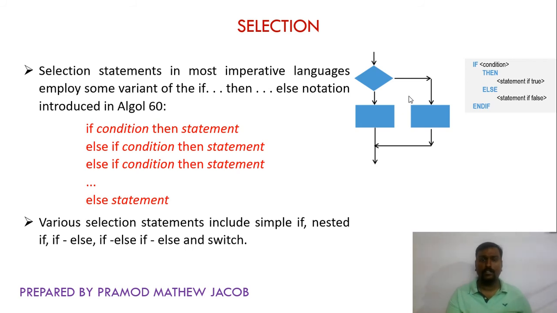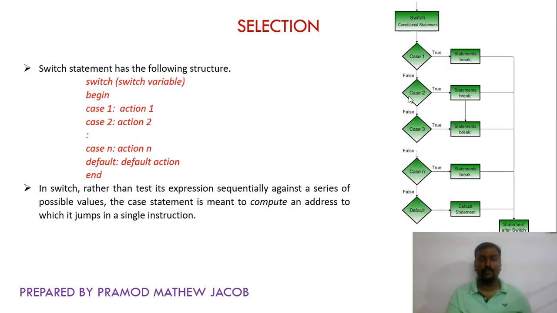There is also another selection statement called the switch statement. Switch is more efficient as the control is directly transmitted to the particular case statement which matches the switch variable. So here the case statement is meant to compute an address to which it jumps in a single instruction. So the control flow is transferred to the block where there is a matching case value. This is how a switch statement executes. So there will not be a check for every case condition in this switch statement. Instead, the direct jumping to the address that we need is done.